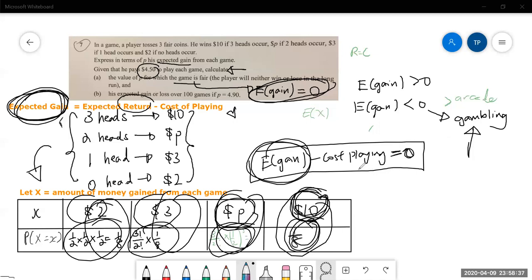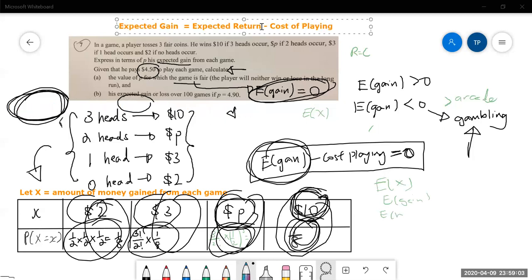What's the gain? What's E of X in this thing? And what's the expected gain? And what's the expected return? I'm confused. Okay. Maybe for this question, just for this question, I will change this. All right, the phrasing is not so bad. For this question, expected gain minus cost of playing should be equal to zero for a fair game.